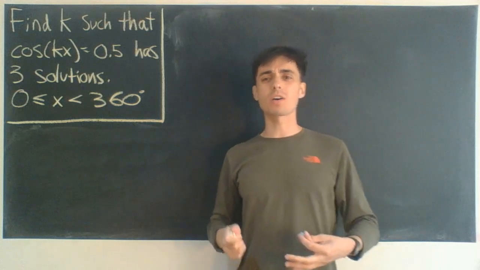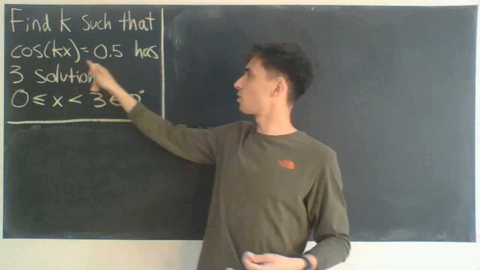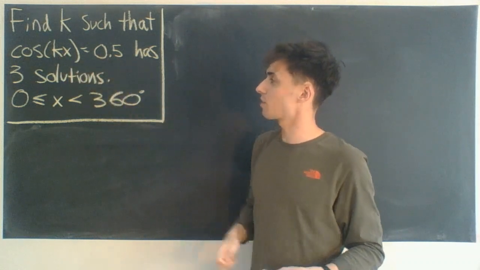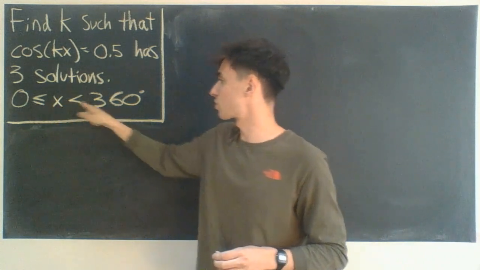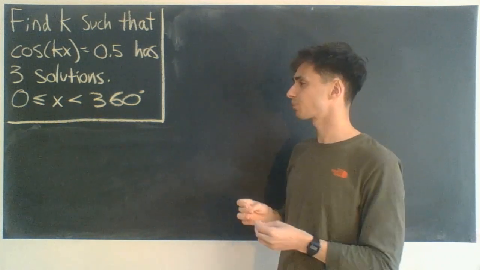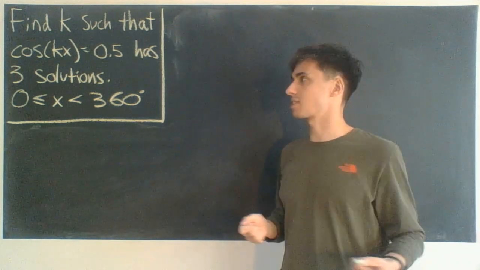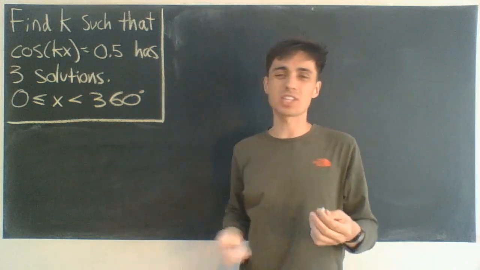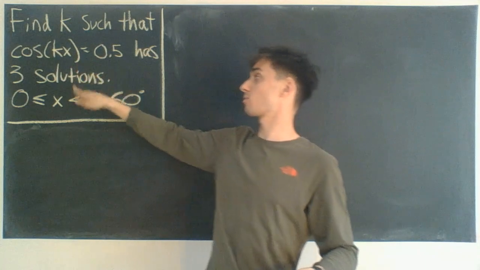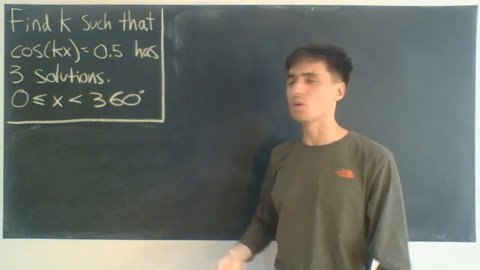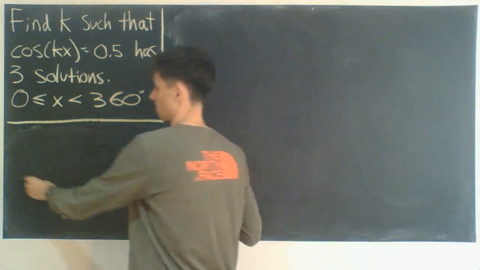In this problem, we're asked to find values of k so that cosine of kx equals 0.5 has exactly 3 solutions in the range from 0 to 360 degrees. Before we start this problem, what's important for us to understand is how the solutions to this problem actually look. So first of all, let's draw a cosine graph from 0 to 360, or maybe a bit further, and think about when it equals 0.5.